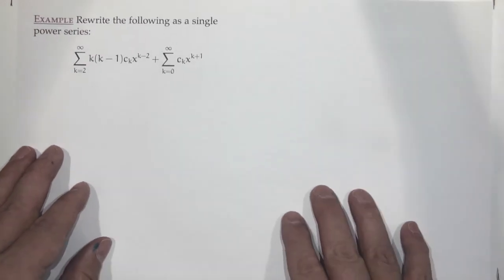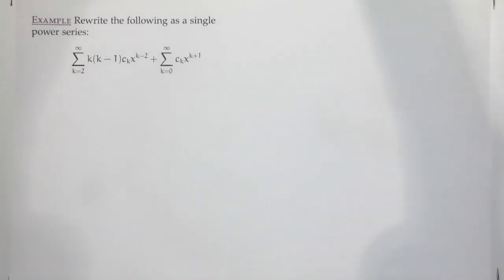Okay, so let's try an example. Rewrite the following as a single power series. All right, so we want one series to rule them all, one series to find them. Okay, so what's the general philosophy?